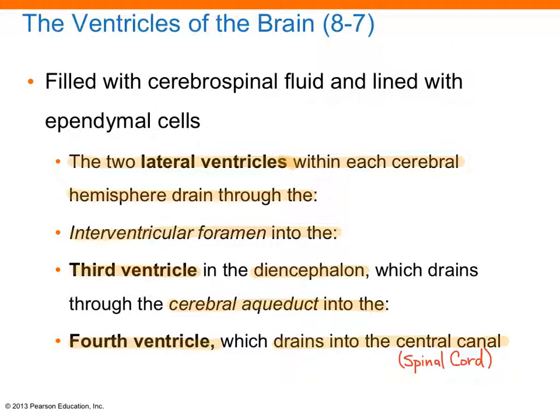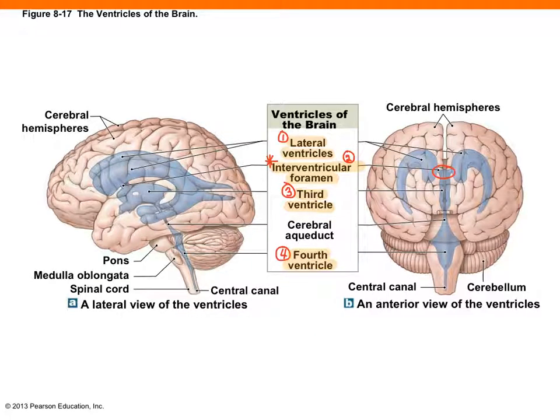Remember that the ventricles of the brain are filled with cerebral spinal fluid. The 2 lateral ventricles within the cerebral hemisphere drain through the intraventricular foramen. The 3rd ventricle in the diencephalon drains into the cerebral aqueduct, which goes into the 4th ventricle, and that drains into the central canal in the spinal cord. This image shows you the ventricles of the brain: the lateral ventricles, the intraventricular foramen, the 3rd ventricle and the cerebral aqueduct, and then the 4th ventricle and the central canal.